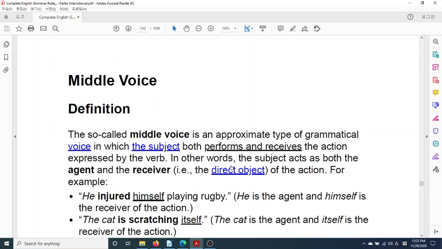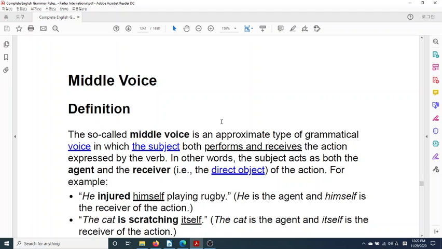Good. Let's carry on. The middle voice. The so-called middle voice is an approximate type of grammatical voice in which the subject both performs and receives the action expressed by the verb. In other words, to make this simpler, subject, object, agent, all the same thing. So in middle voice, the subject, object, agent are all the same.